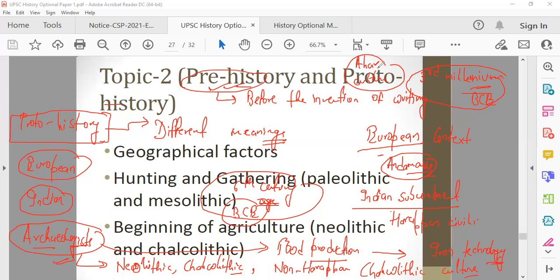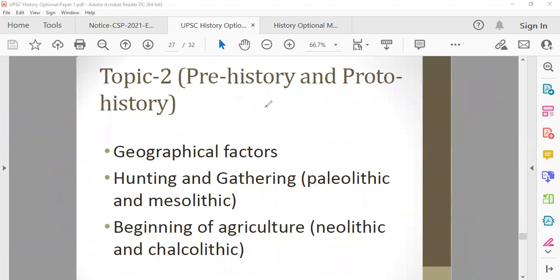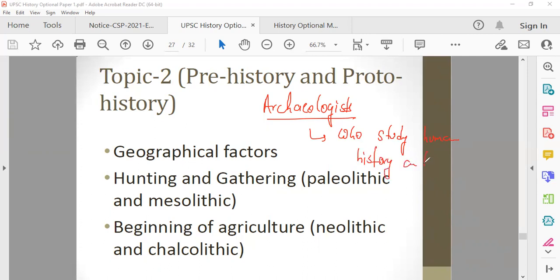Now the term here is archaeologist. Who are archaeologists? Who will you say is an archaeologist? Ross Geller in Friends, was he an archaeologist? No, he was a paleontologist. So find out the difference between paleontology and archaeology. Archaeologists are those who study human history and their culture. Find out what a paleontologist does.